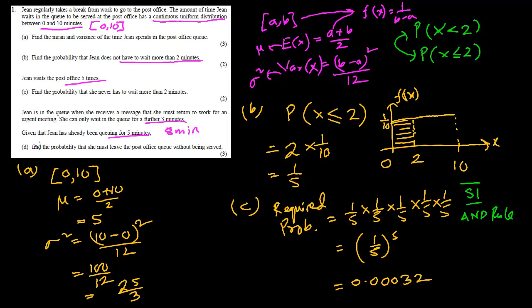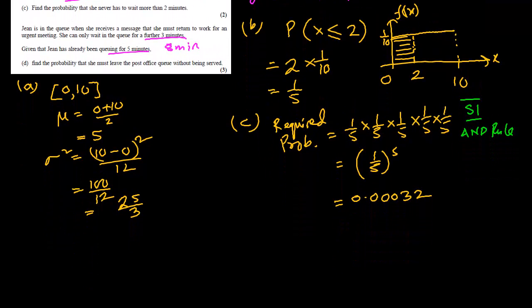So the question is, find the probability that she must leave the post office without being served. If she has to leave the post office without being served, it means she has to be there more than 8 minutes if she wants to be served. So the probability that we have to find basically is that she has to wait in line for more than 8 minutes, because if it was 8 minutes or less than 8 minutes, she would be served. So we have to find the probabilities. Let's do this again. So this is going to be probability of x is greater than 8. It doesn't matter whether we give equal to sign because this is continuous distribution.